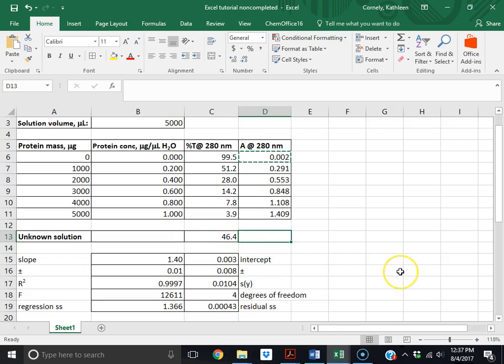First, though, we will have to convert percent transmittance to absorbance, so we will need our formula to do that. Our formula, remember, is 2 minus the log of the percent transmittance. So I can just take this formula that I've written here and copy it for my unknown. Remember, this C11 is a relative address, so when Excel copies it, it copies it to this particular solution right here.